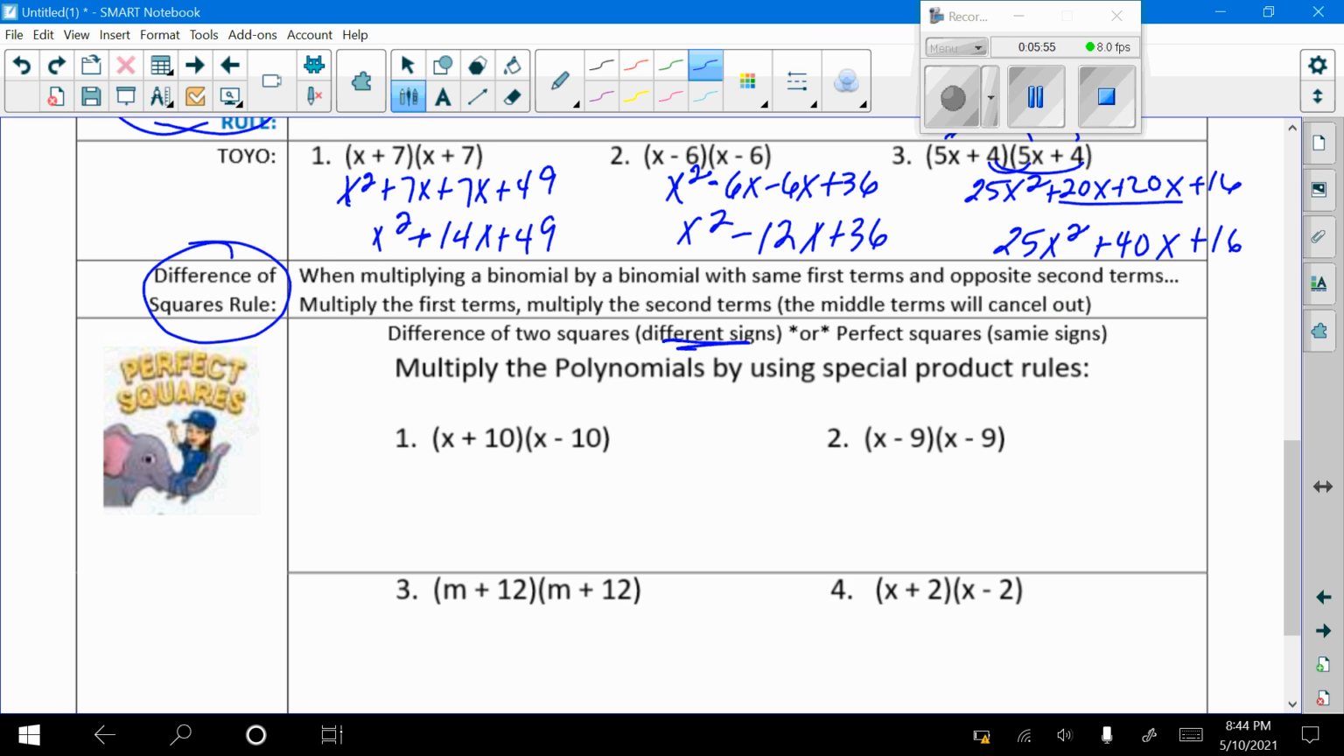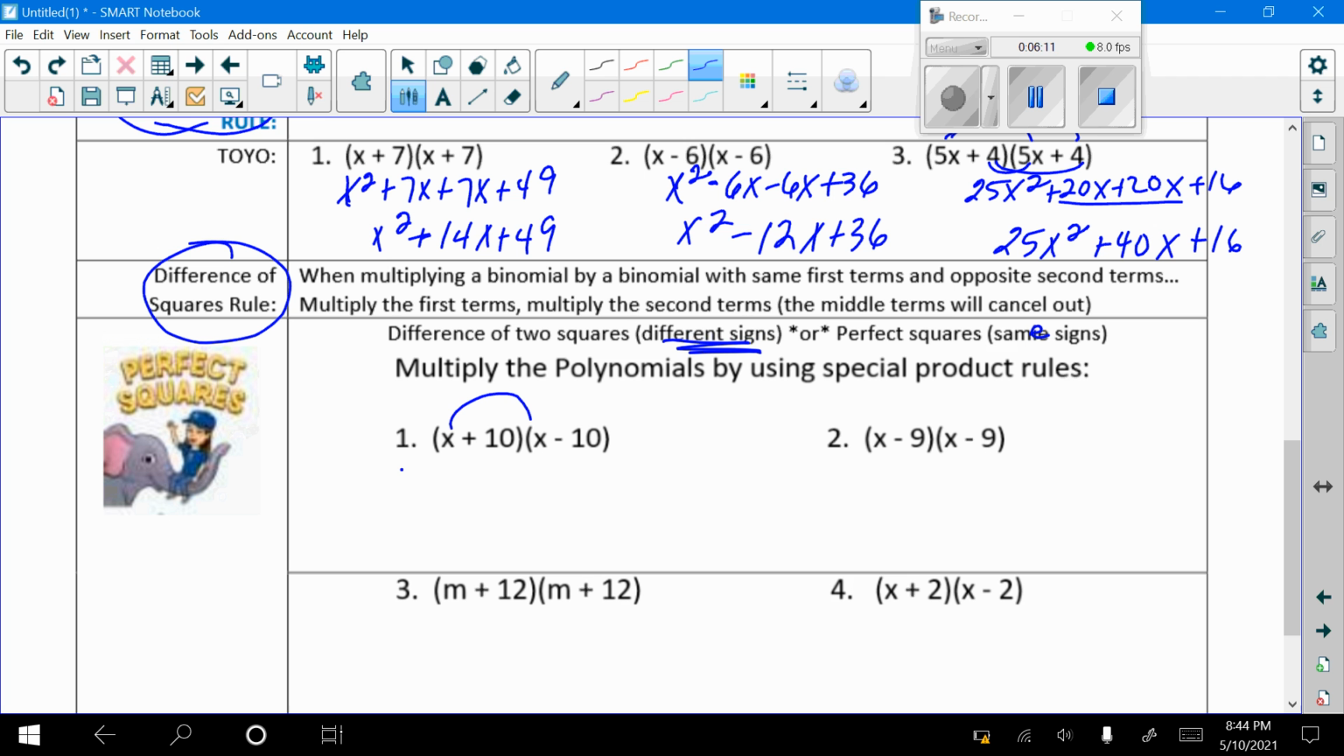Difference of two squares have different signs. Perfect squares have same signs, same signs. So here, these have different signs, so it's going to be a difference of two squares. But you still can do it by the box or by FOIL or by double distributive, however you think about it.